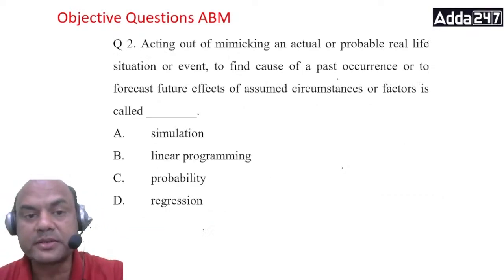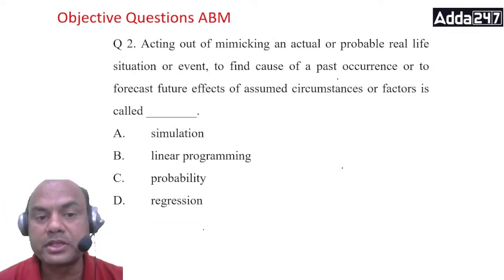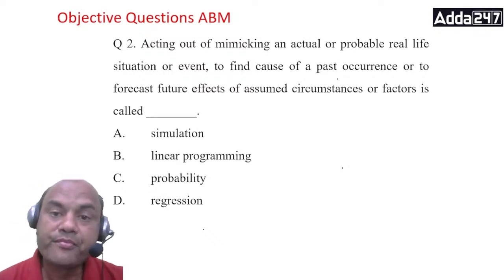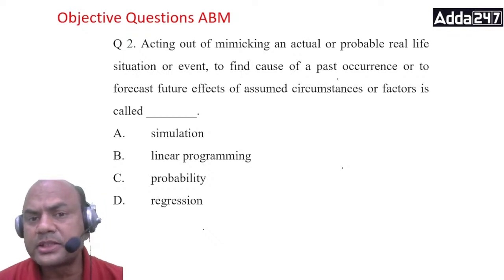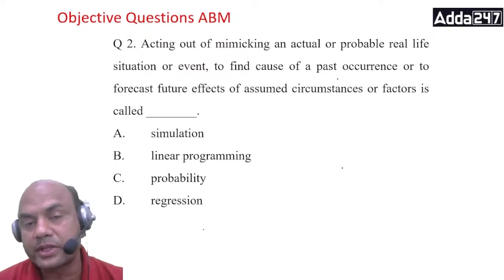Everyone answer in the comment section. Acting out or mimicking an actual or probable real life situation or event to find the cause of the past occurrence or to forecast the future effects of the assumed circumstances or factors is called as, what is this? This is on the similar lines of that earlier question, isn't it? Acting out or mimicking an actual or probable real life situation. What did we say about this simulation? Same thing, isn't it? To find out the past occurrence. Past occurrence means what had happened in the past, or to forecast the future effects.